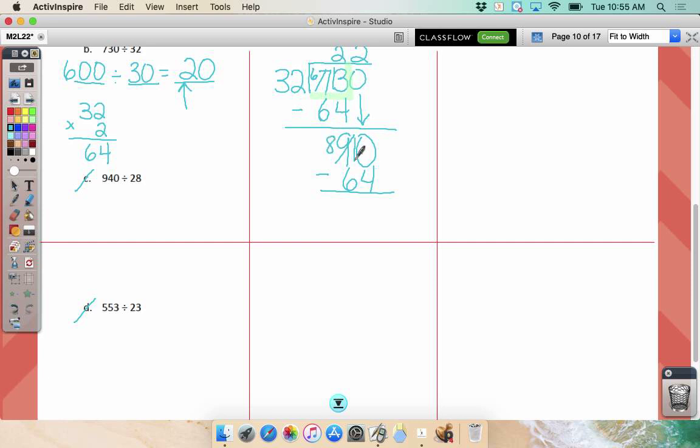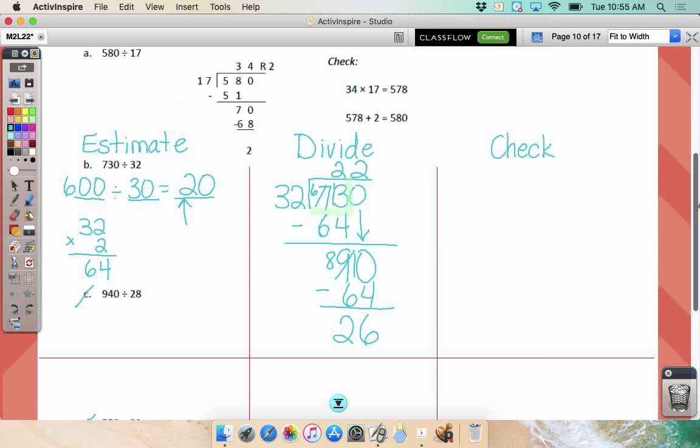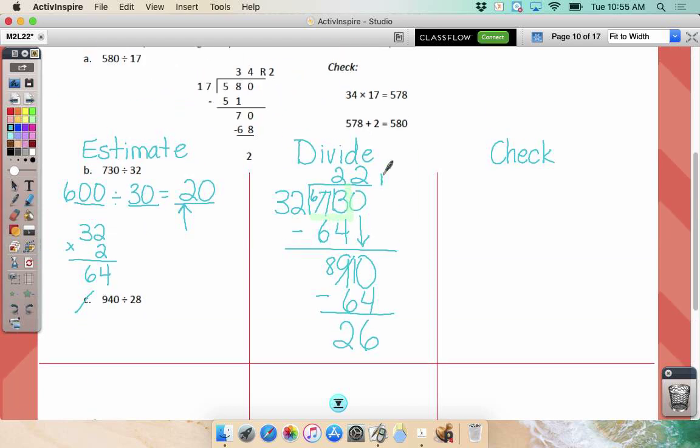You have to go next door. So what's my answer? 26. 26, okay? So my remainder is 26. Everybody write it. Okay, now I'm going to find the lightest color of highlighter I can find.